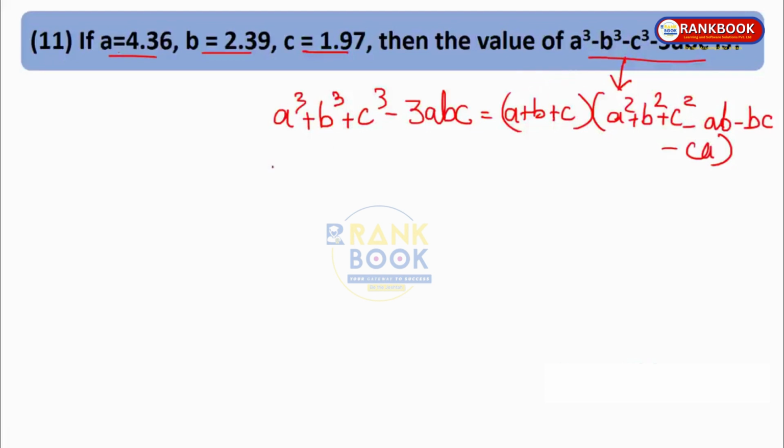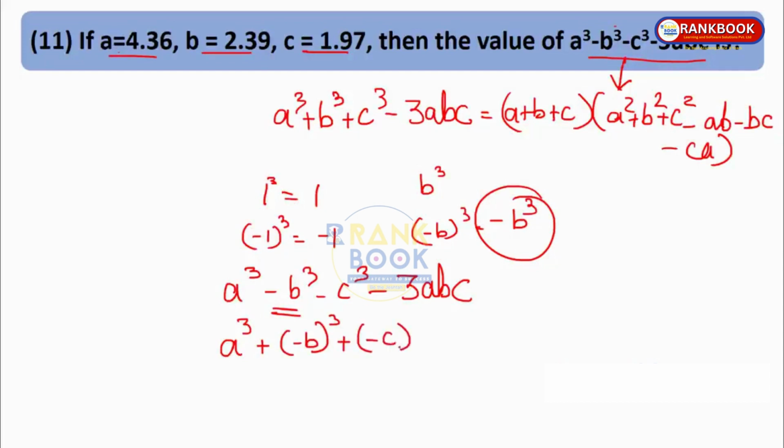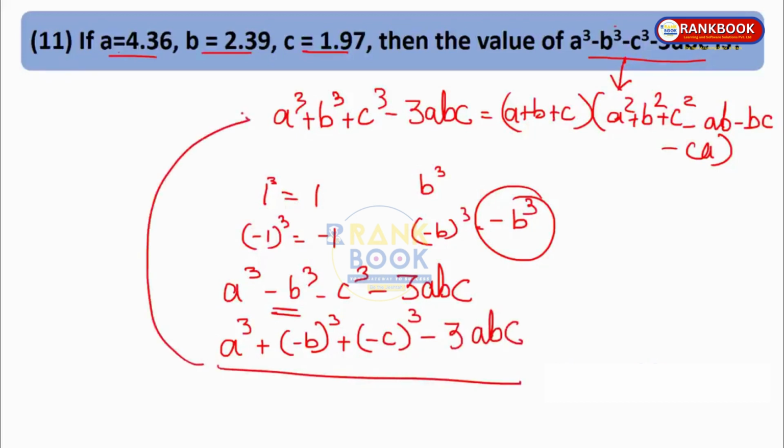But the trick over here is this: what is the cube of 1? It is 1. What is the cube of minus 1? It is minus 1, right? Because the cube of any negative number is negative. Same way, what is the cube of b? It is b cube. What is the cube of minus b? It would be minus of b cube. So over here, what do we have? We have a cube minus b cube minus c cube minus 3abc. This is nothing but the cube of minus b, correct? So we can write this as a cube plus minus b's cube plus, same way, minus c's cube minus 3abc. Now do we have it in the format which we know?